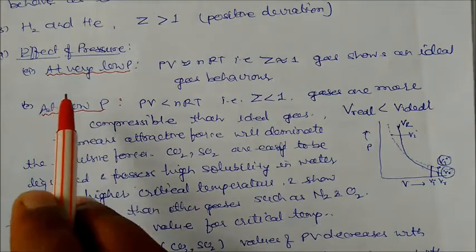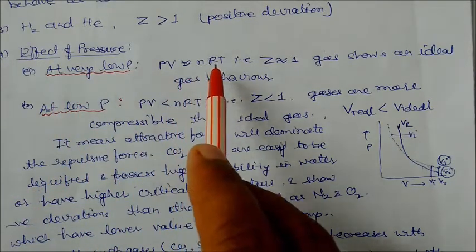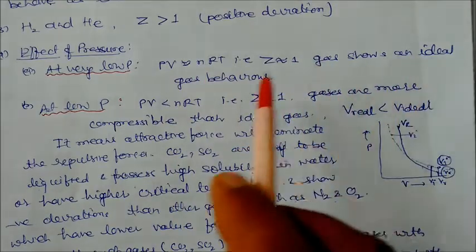Effect of pressure. At very low pressure, PV is approximately equal to nRT, that is Z is equal to 1. This means the gas shows ideal gas behavior.